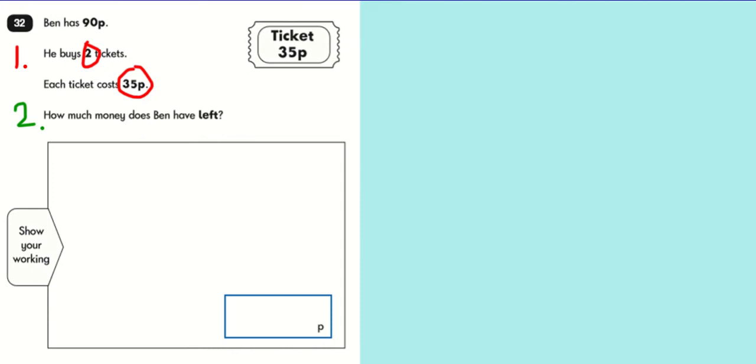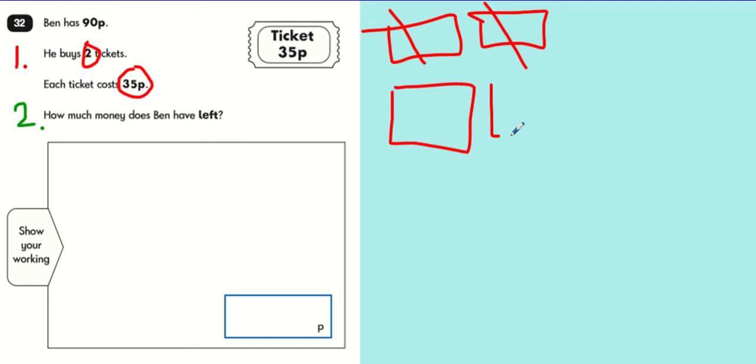Okay? Now, if we look at step 1 here, he doesn't just buy 1 ticket. That would be easy peasy, wouldn't it? He buys 2 tickets. So there are a few ways that we could do that. We could start by finding out how much 2 tickets costs. Or we could pay for 1 ticket and then pay for another ticket to find out how much change he's going to get. Today, I'm going to find out how much 2 tickets costs as my first step, okay?